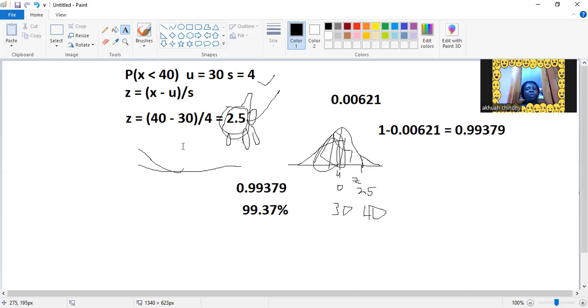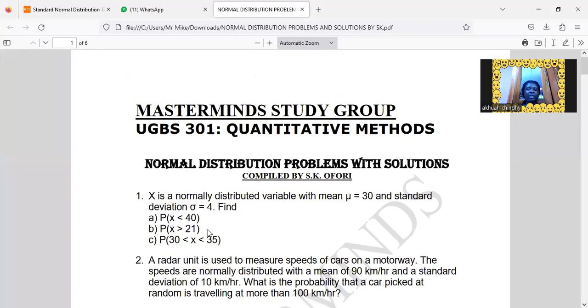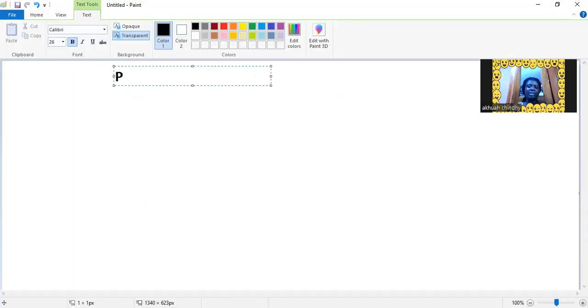So look at another question. It says, if you find the probability that X is greater than 21, using the same mean and standard deviation. So we go to our question, and it says we should find the probability that x is greater than 21. We know that our mean is equal to 30, and our standard deviation is equal to 4.